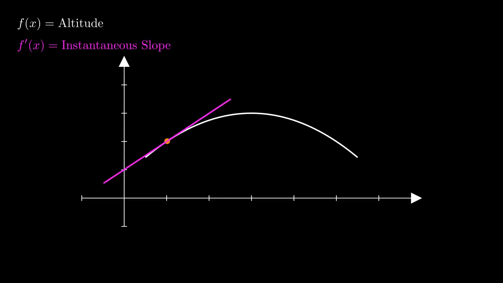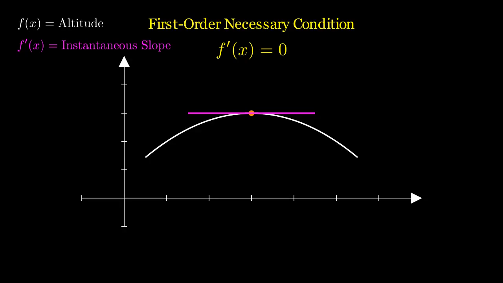In the real world, this is the speed at which your profit grows or your energy consumption changes relative to your input. Now, imagine you reach the very peak of that mountain. At that precise summit, for one tiny moment, you are neither going up nor going down. You are standing on flat ground. Geometrically, the tangent line to the curve at this point is perfectly horizontal. Since the slope of a horizontal line is 0, it follows that f prime of x must equal 0. This is the first-order necessary condition. It's the universe's way of saying, to stop increasing and start decreasing, you must pass through 0.